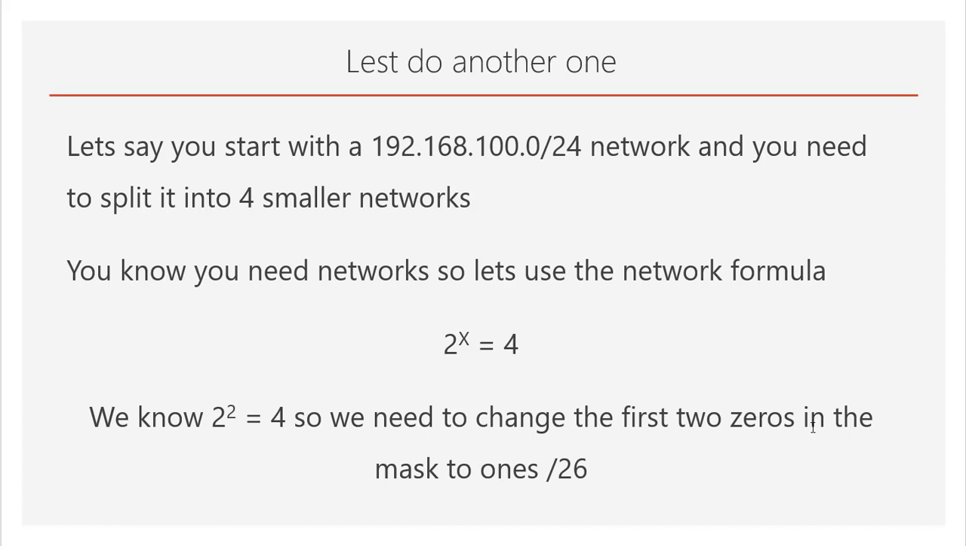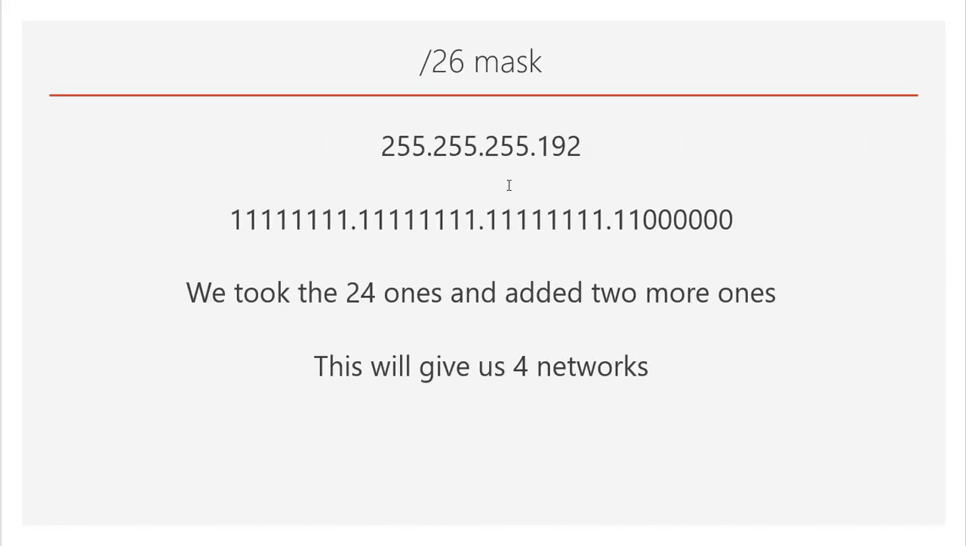So we need to change the first 2 zeros in the subnet mask to 1. So now we're going to change the subnet mask. Remember, in a Class C, the default is /24, if we're going to add two ones, it becomes slash 26. So if we do slash 26, it comes out to 255.255.255.192. So we have all ones, all ones, all ones, and then we stole two ones, and then we have 6 zeros. So we took the 24, we added two ones. This will give us 4 networks.